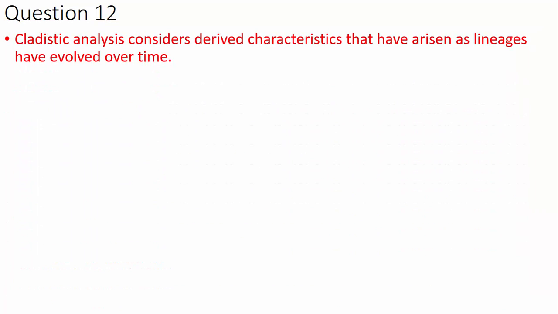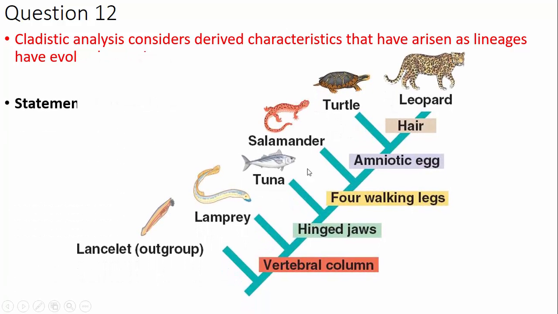Cladistic analysis considers derived characteristics that have arisen as lineages have evolved over time. That's a statement, no question. You can use a cladogram for cladistic analysis. You need to know that when you analyze a cladogram and you're looking at derived characteristics that have arisen as lineages have evolved, that is called cladistic analysis.